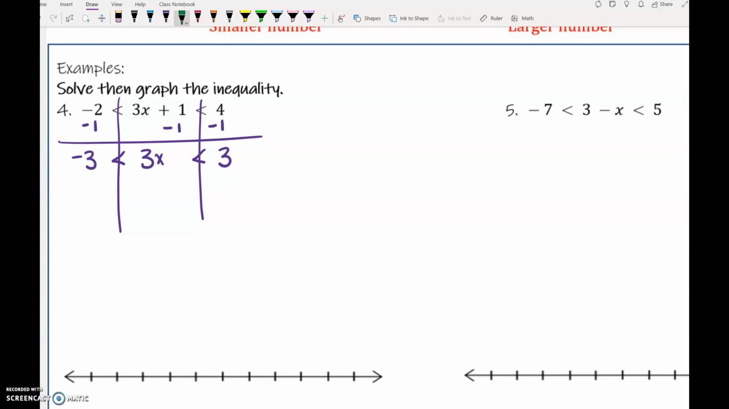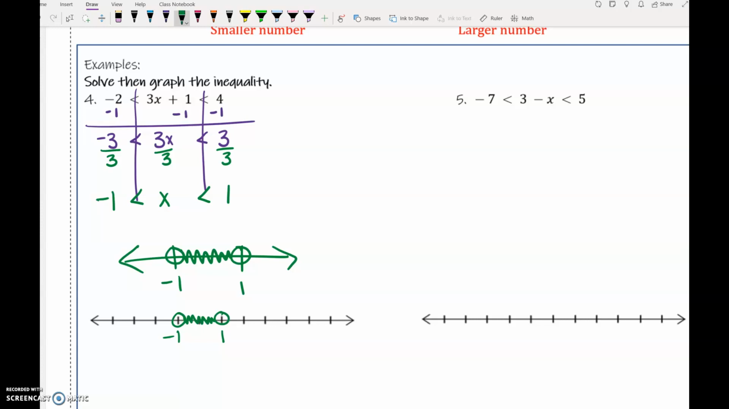To get the x by itself, we now need to divide by 3. So divide by 3 on all three sides. We have -1 is less than x is less than 1. We divided by a positive, so we did not touch the signs. On your own, see if you can graph that one. Pause the video.